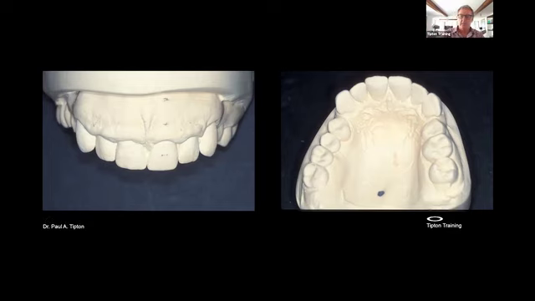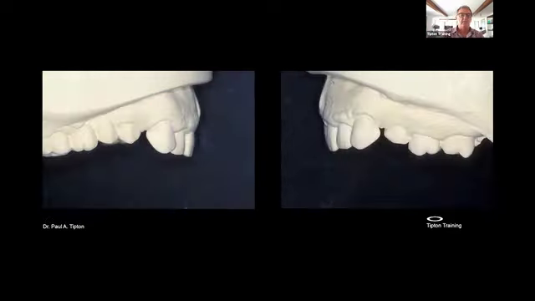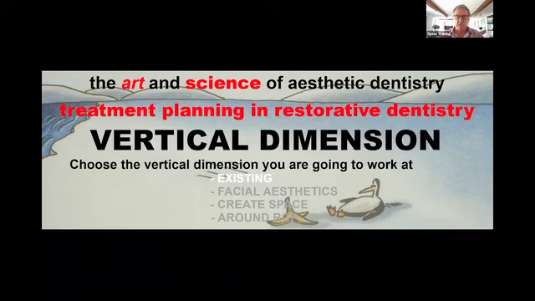We look at the posterior occlusal planes, and I'm going to be bringing this posterior occlusal plane down. So in this instance, space is not really a problem to me. I'm going to distribute the space. So I'm going to work at the existing vertical dimension, okay? A case where we don't need facial aesthetic improvement. I do not need to create space, but I am, of course, going to be working around RCP.